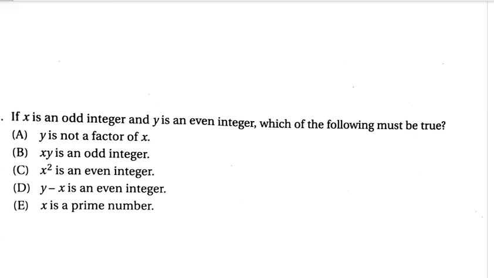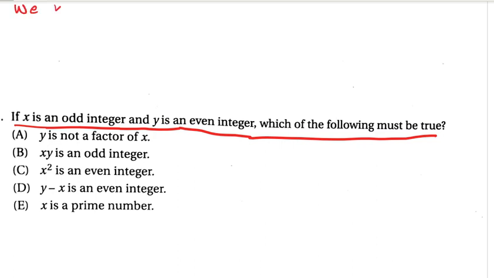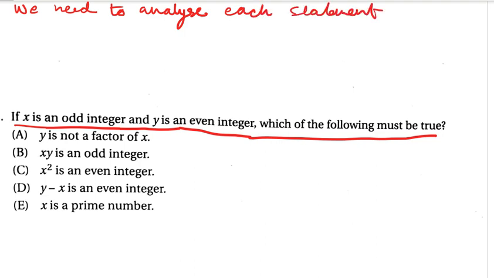It says if x is an odd integer and y is an even integer, which of the following must be true? Now for this question, we have to analyze each statement. So according to the question, we will have to analyze. So x is an odd integer and y is an even integer.